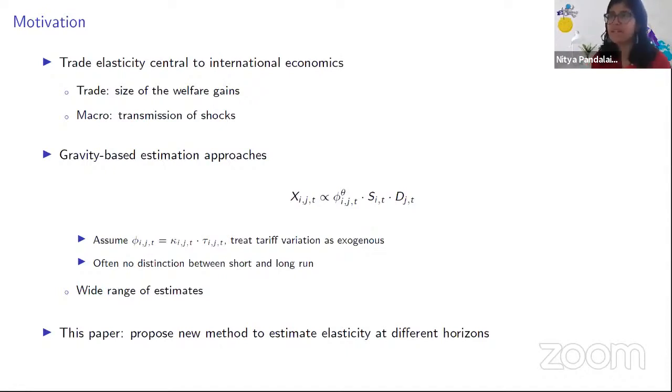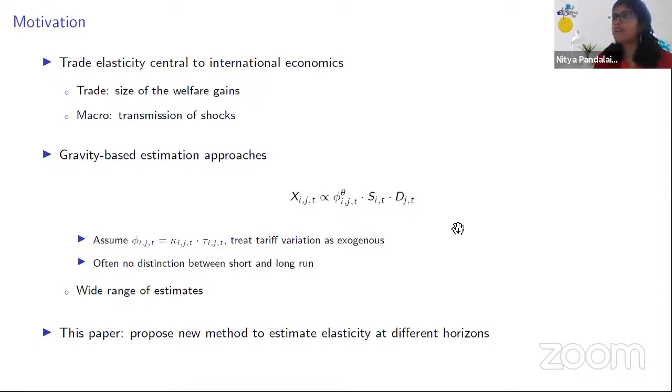Given the importance of this parameter, it is unsurprising that there are a range of approaches to estimate the parameter and a range of estimates. A large group of estimates of this parameter occur within the gravity framework. And that is basically relating the bilateral trade flows X between countries i and j in time t to the source and destination multilateral resistance terms, as we all know very well, and bilateral trade costs, phi_ijt. And these trade costs are raised to the power of theta, which is the trade elasticity that we want to estimate.